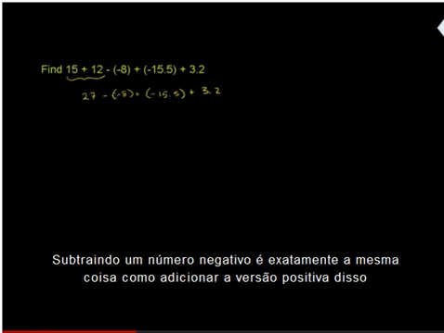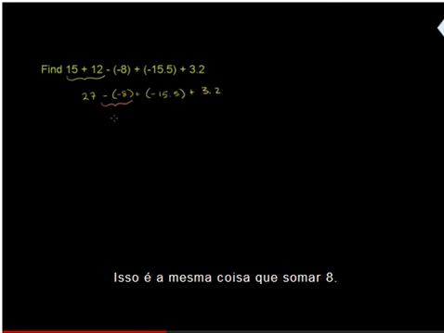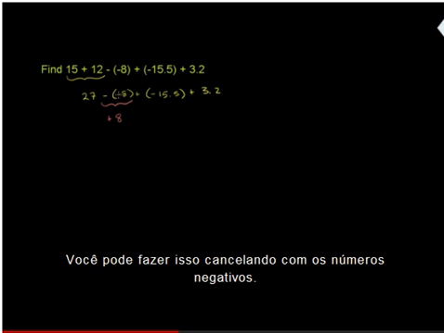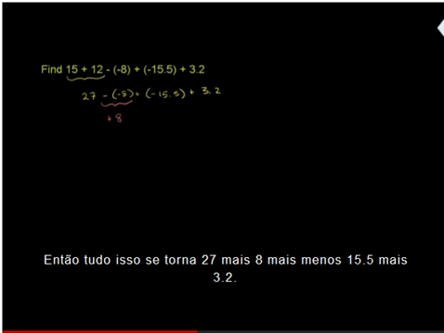Now, subtracting a negative number is the exact same thing as adding the positive version of it. So this part right over here, subtracting a negative 8, that is the same thing as adding an 8. You can view it as the negatives canceling out if you like, that this negative negates this negative over here. So this whole expression becomes 27 plus 8 plus negative 15.5 plus 3.2.